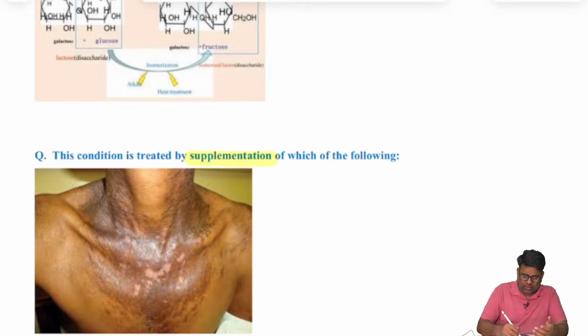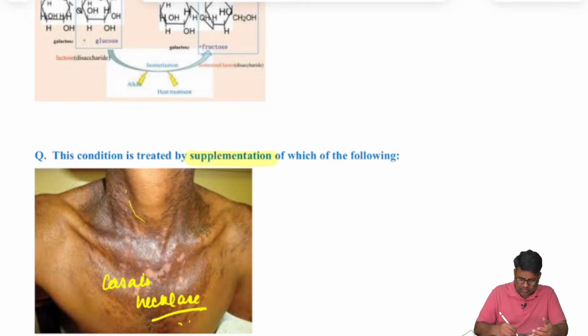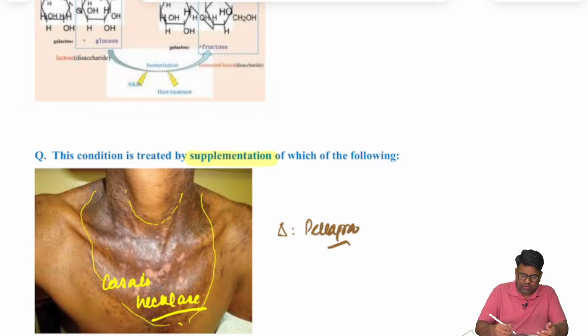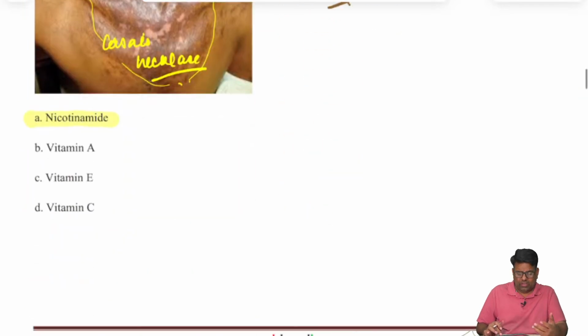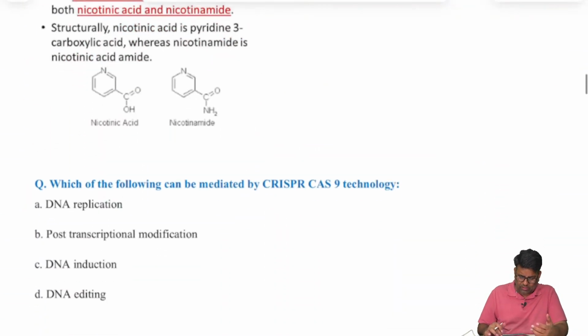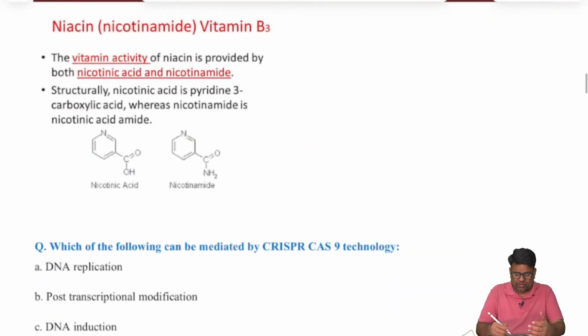So this is a characteristic Casal's necklace, right? So this is a Casal's necklace, and I think all of you can answer that it's a case of pellagra. So we should supplement nicotinamide, right? So nothing much to discuss in that.